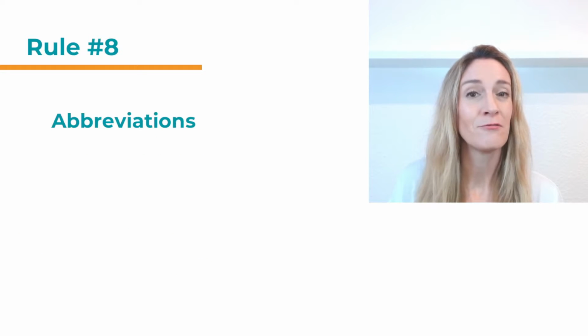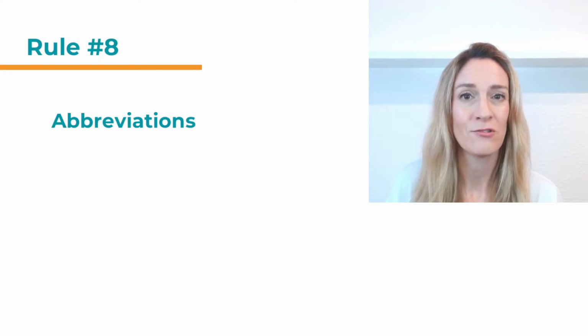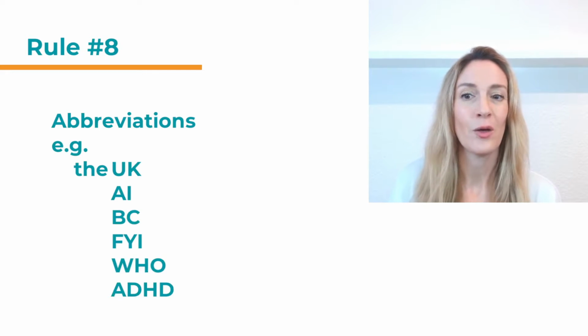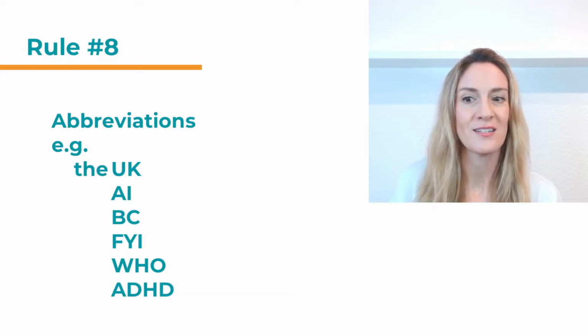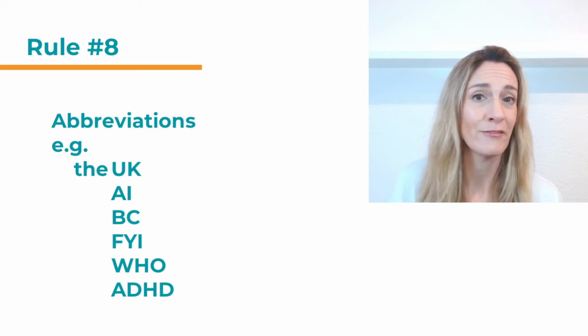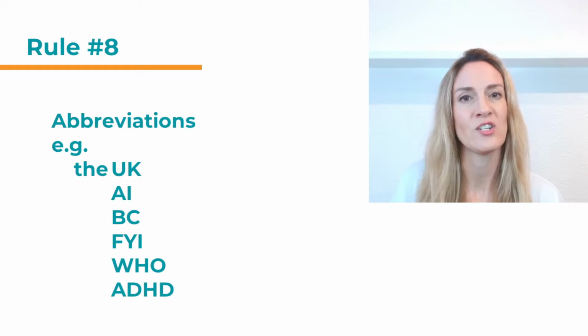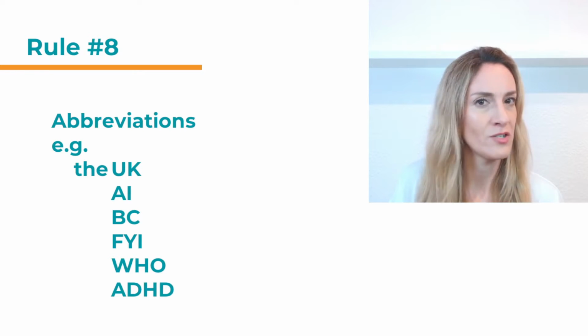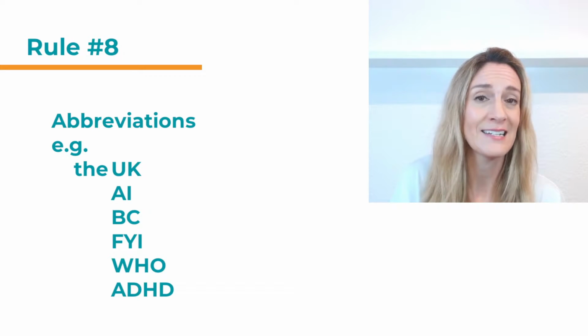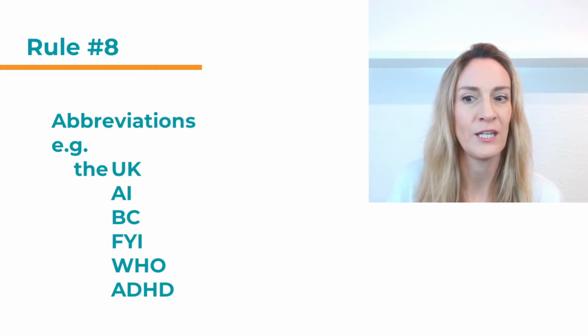Let's have a look at rule number 8, our last rule, and this is to do with abbreviations. Abbreviations such as the UK, AI, BC, etc. Those are abbreviations and we use them very often. A lot of things are abbreviated. Again, the question is, where is the word stress? In which letter? The first, the second, the last letter? Listen carefully and tell me.